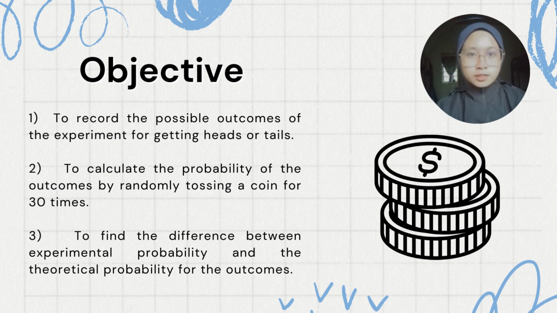Here is the objective of this experiment. First, to record the possible outcomes of the experiment for getting heads or tails. Second, to calculate the probability of the outcomes by randomly tossing a coin for 30 times. Third, to find the difference between experimental probability and the theoretical probability for the outcomes.